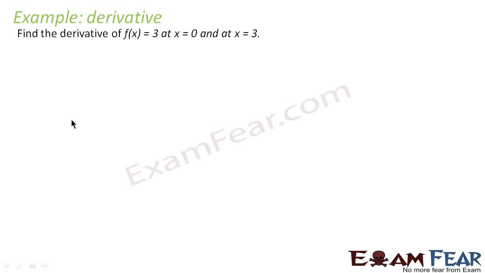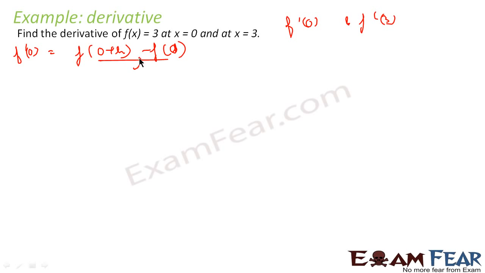Here we have to find the derivative of this function f(x) is equal to 3 at x is equal to 0 and x is equal to 3. That means we have to find f dash 0 and f dash 3. Correct? So let's find f dash 0 first. F dash 0 is nothing but f of 0 plus h minus f of 0 by h, limit h tends to 0, always.